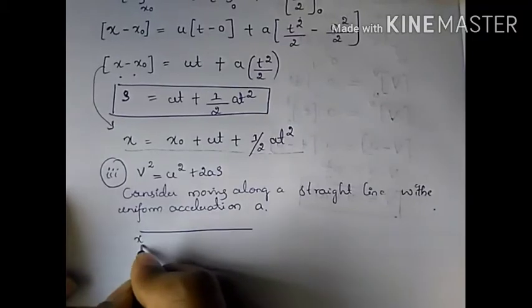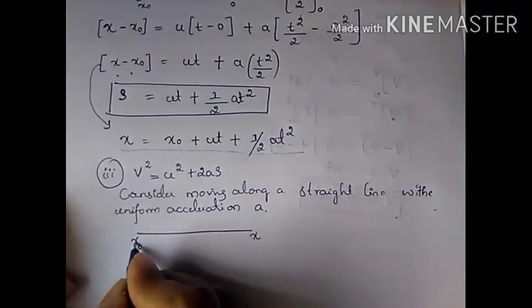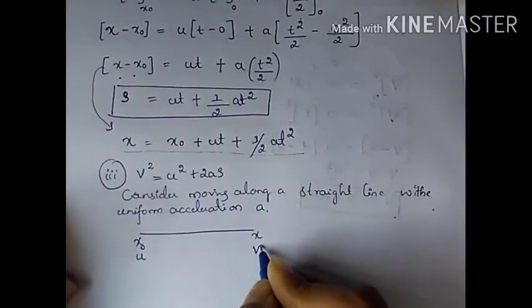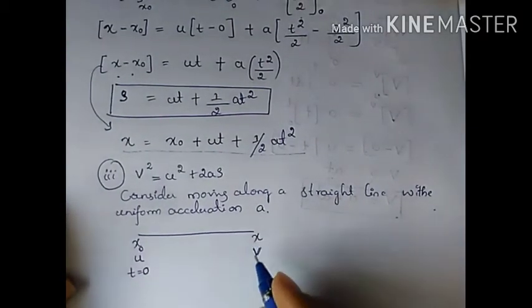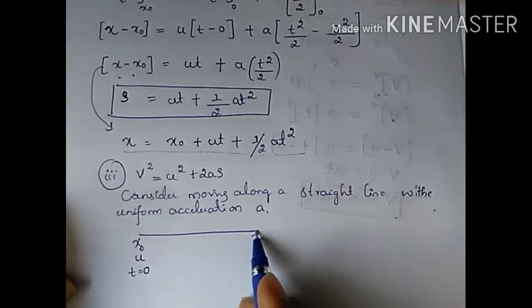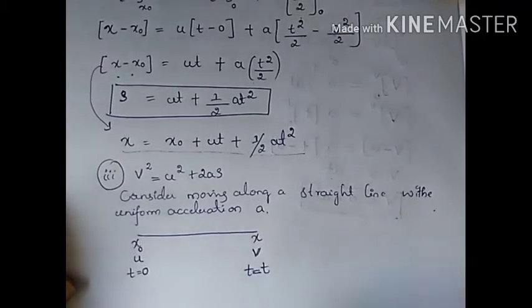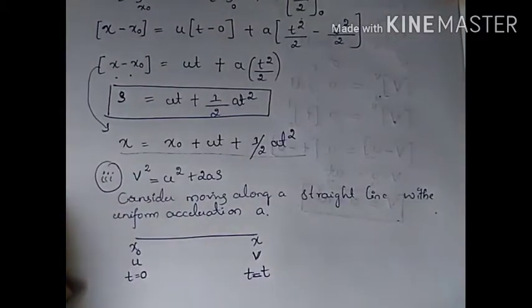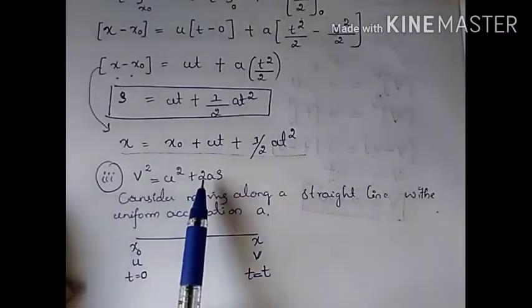The initial position of the body will be x0 and the final position will be x, and initially the velocity of the body will be u and the final velocity of the body is v. So at time t equals 0, the body starts, and when it reaches the position x, the time will be equal to t. From this data, again we are supposed to derive v square is equal to u square plus 2as.